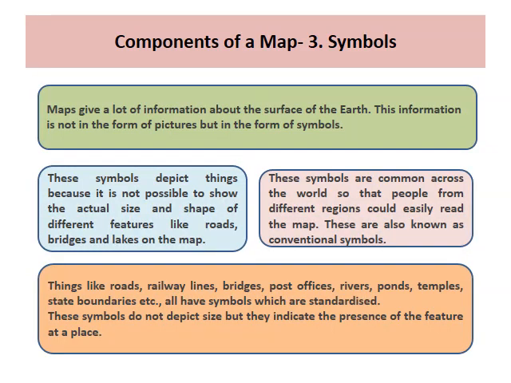Third component of a map is conventional signs and symbols. Maps give a lot of information about the surface of the earth. This information is not in the form of pictures but in the form of symbols. These symbols depict things because it is not possible to show the actual size and shape of different features like roads, bridges, and lakes on the map. These symbols are common across the world so that people can easily read the map. They are also known as conventional symbols.